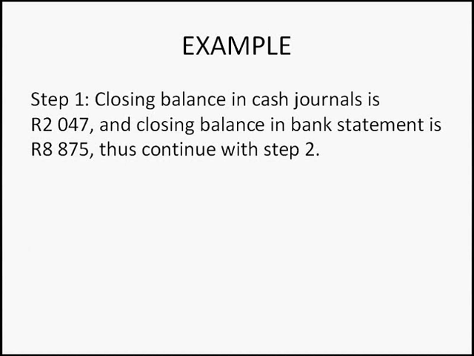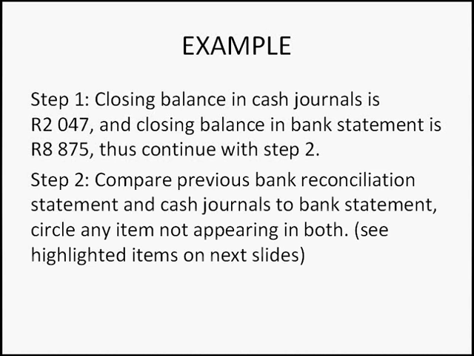And therefore I know that I need to continue with step 2 and do a reconciliation between my cash journals and the bank statement. Step 2 is to compare the previous bank reconciliation statement and my cash journals to the bank statement, and then to circle any item that is not appearing in both. And I will show this by highlighting the items on the next slide.